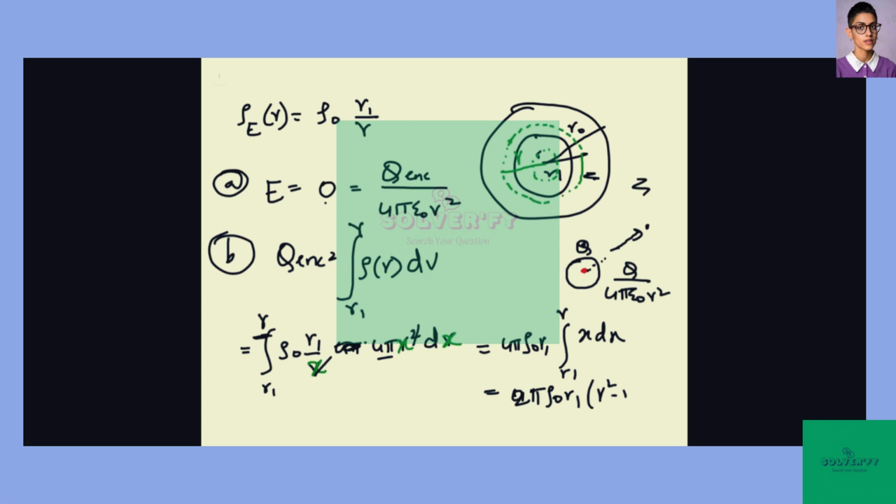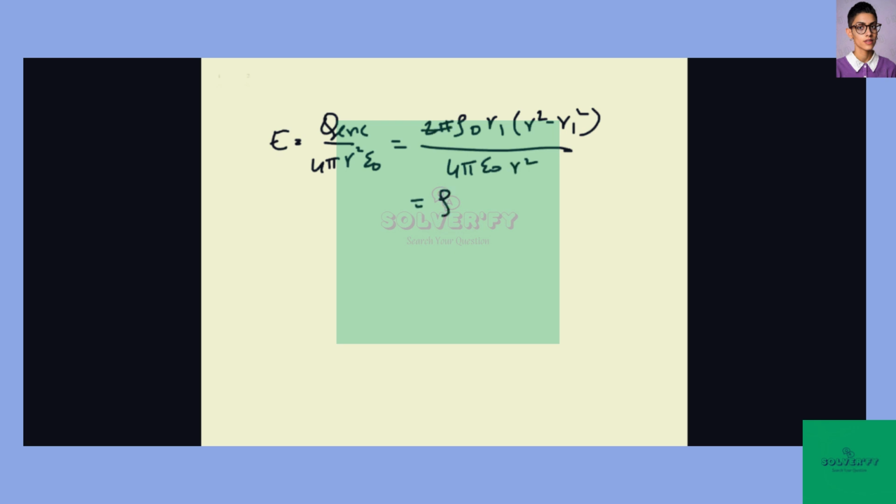So the electric field is simply divided by 4 pi r square epsilon naught. So that's 2 pi rho naught r1 times r square minus r1 square, as in the previous thing we found, divided by 4 pi epsilon naught r square. We can cancel a few more things, giving us rho naught r1 times r square minus r1 square by 2 epsilon naught r square.